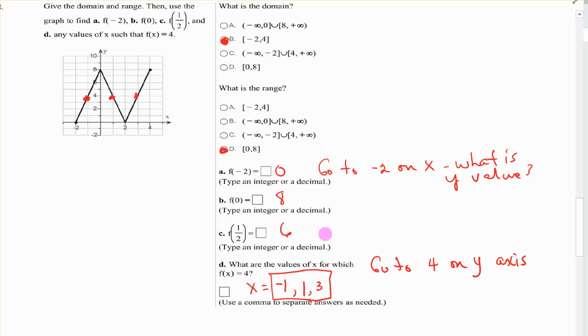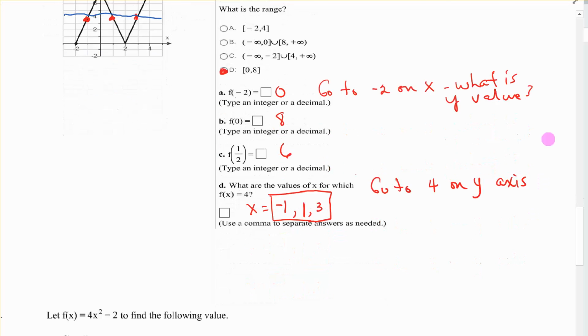6. What are the values of x for which f of x is 4? Go to 4 on the y-axis. And we're going through here. So the values of x, that means there's one at 3, and one at 1, and one at negative 1, sorry. And so we would put those in with a comma separating their answers.